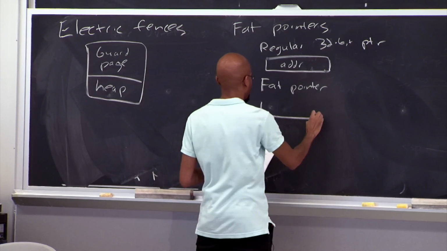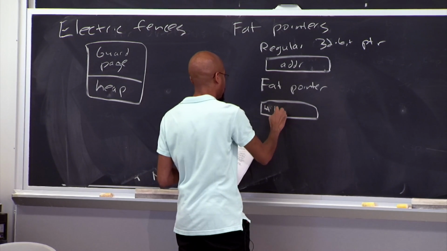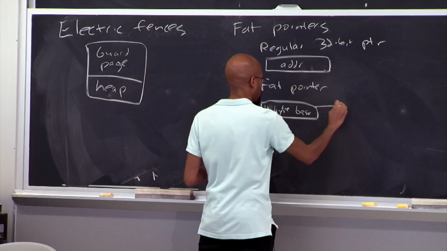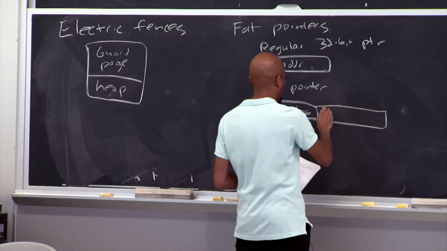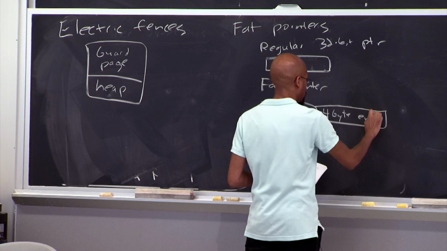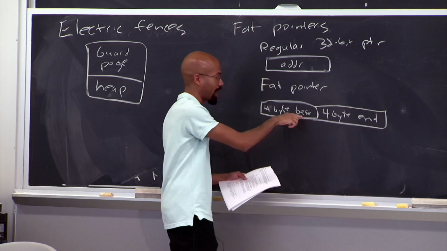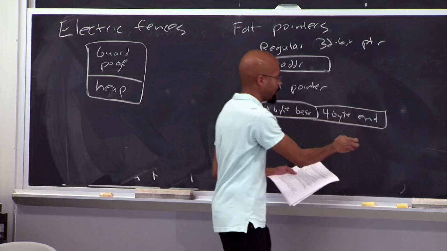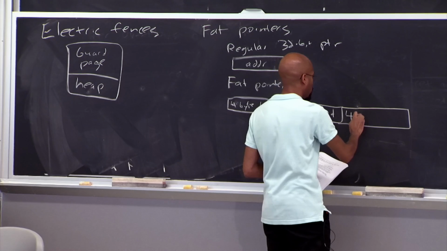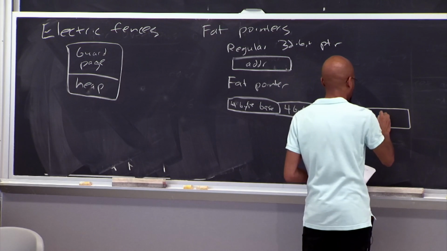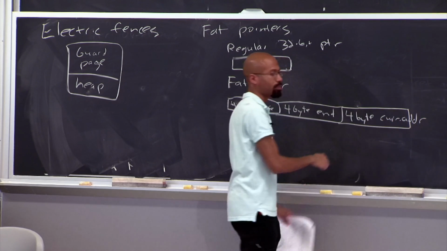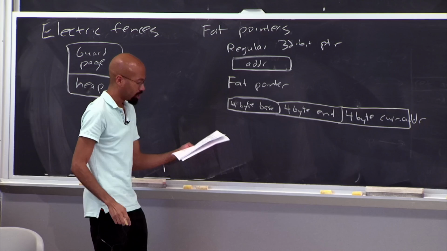one way you could think about it is you've got a 4-byte base, and then you have a 4-byte end. In other words, this is where the allocated object starts, and that's where it ends. And then you've got a 4-byte cur address. So this is where the pointer actually is within that bounds, right?